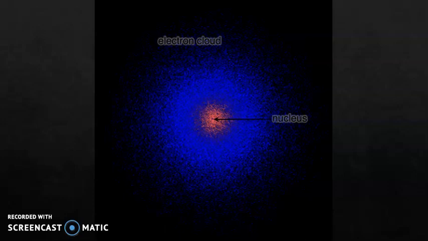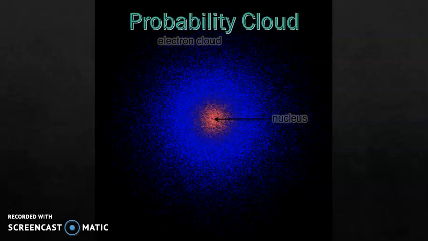This is a picture of what we think an atom may actually look like. We would actually call this image a probability cloud. It's showing you the probable locations of the electrons around the outside of an atom. Sometimes you'll see it pictured something more like this, where you have a shaded area around the nucleus, which shows you where a lot of the electrons spend a lot of their time.